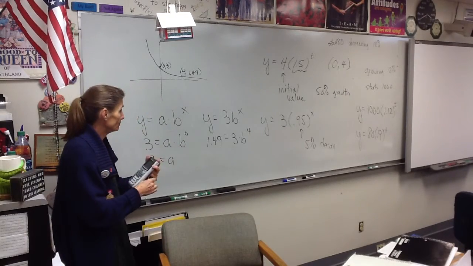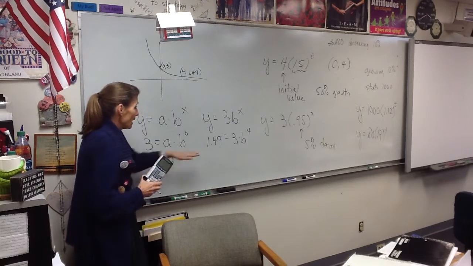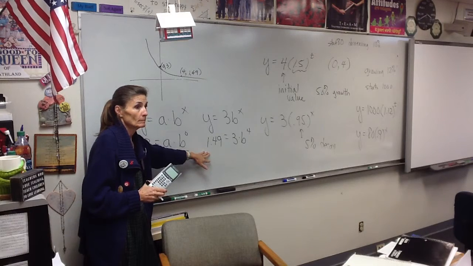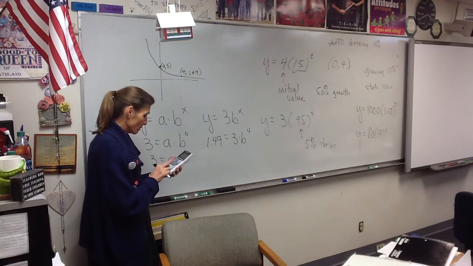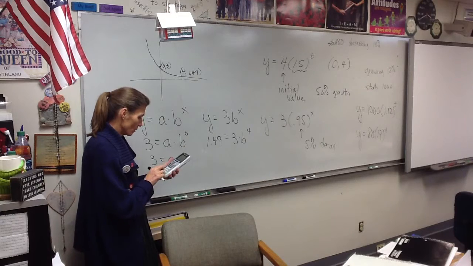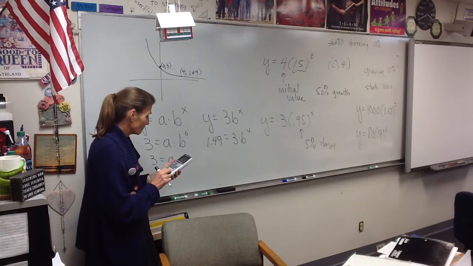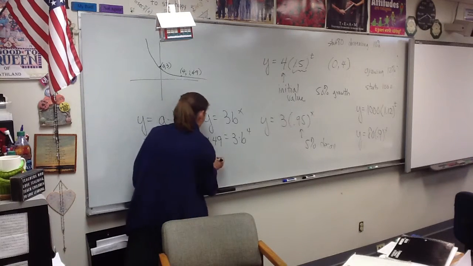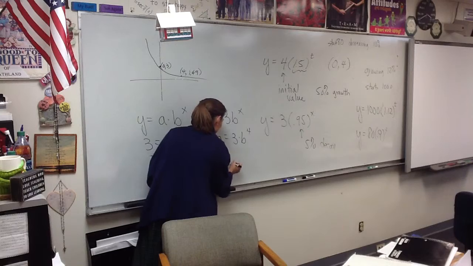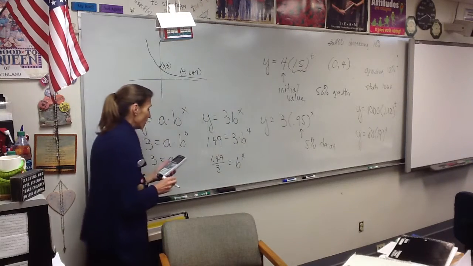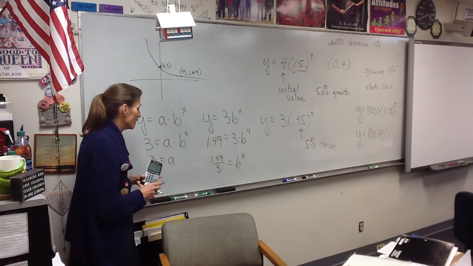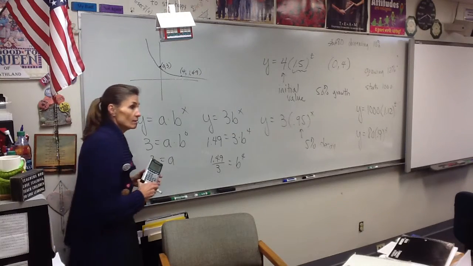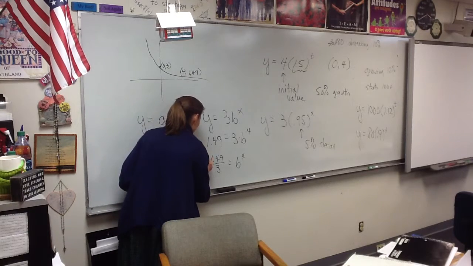Get your calculator out. How do I start solving that? Divide by 3. So 1.49 divided by 3. Oh, I got some decimal that I really don't want to round off, so I'm just going to leave it like this for the time being. It's on my calculator. It's just going to sit there for a minute. Now what do I have to do? Take the 4th root of both sides.